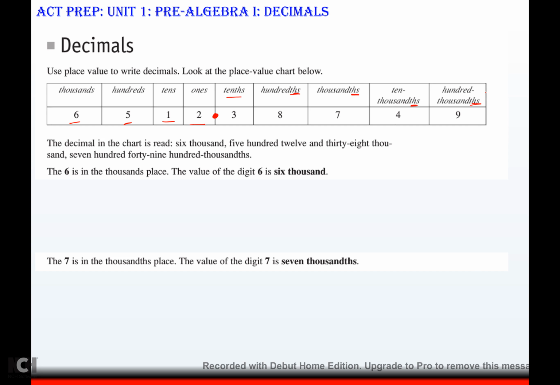So if I read this number, it would be 6,512 and 38,749 hundred-thousandths. The 6 is in the thousands place, so the value of that digit 6 would be 6,000. The 7 is in the thousandths position, so the value of the digit 7 is 7,000ths. Okay?